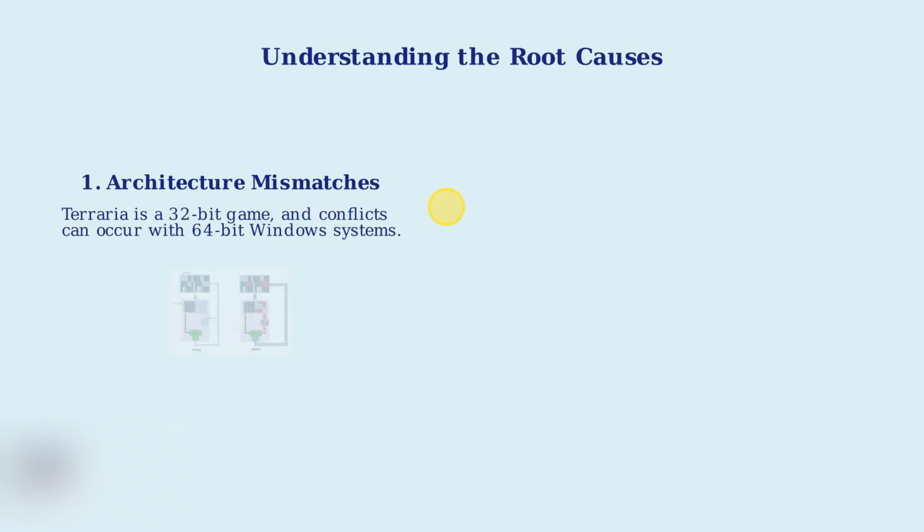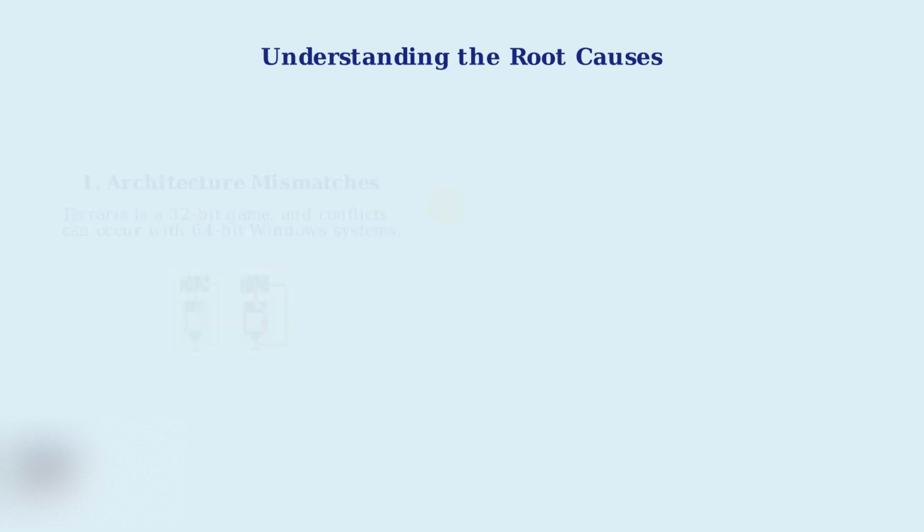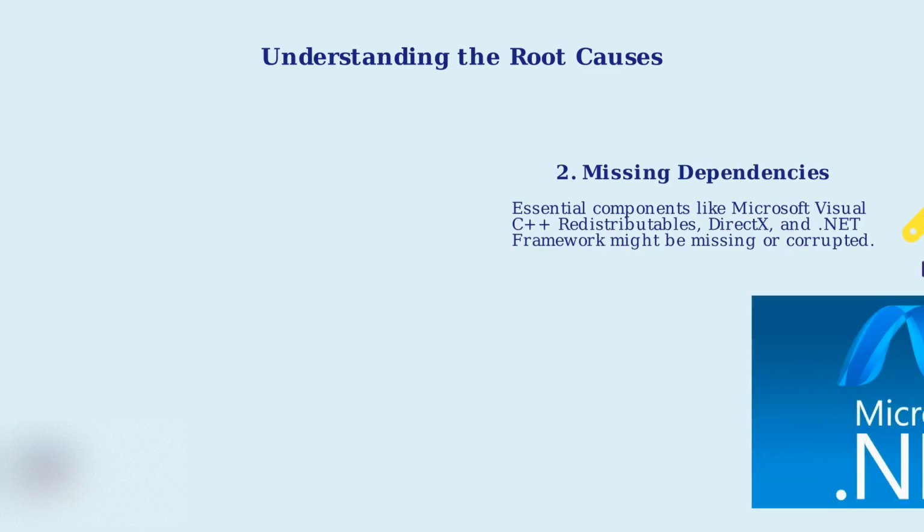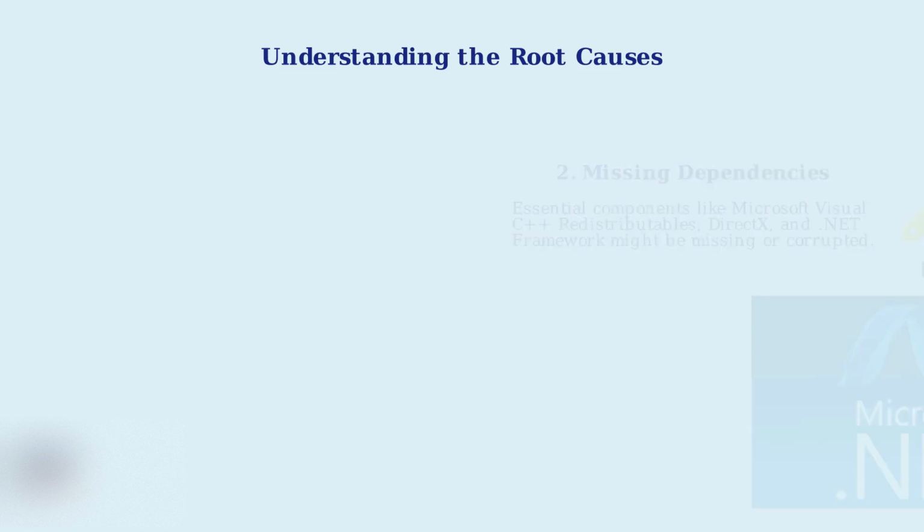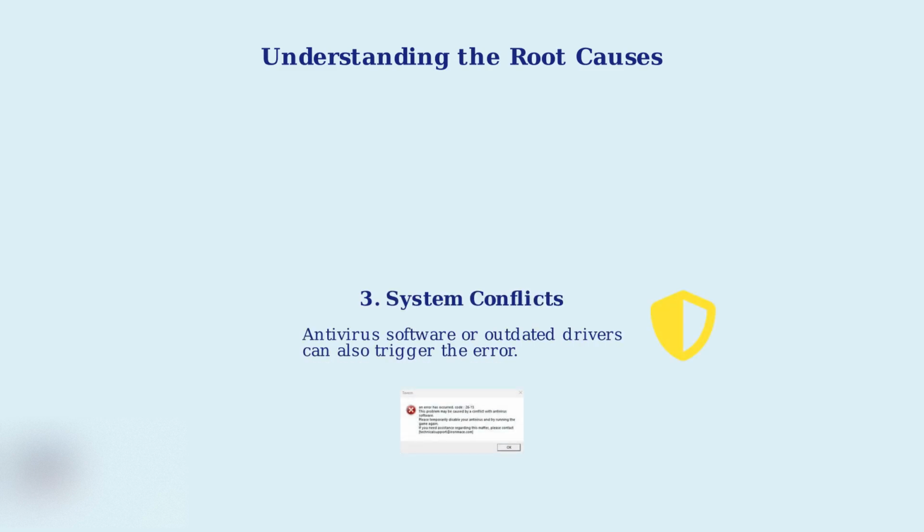Error 0xc000007b in Terraria usually arises from a few key reasons. Firstly, architecture mismatches. Terraria is a 32-bit game, and conflicts can occur with 64-bit Windows systems. Secondly, missing dependencies. Essential components like Microsoft Visual C++ redistributables, DirectX, and the .NET framework might be missing or corrupted. Lastly, system conflicts involving antivirus software or outdated drivers can also trigger the error. Identifying the cause is the first step to fixing it.